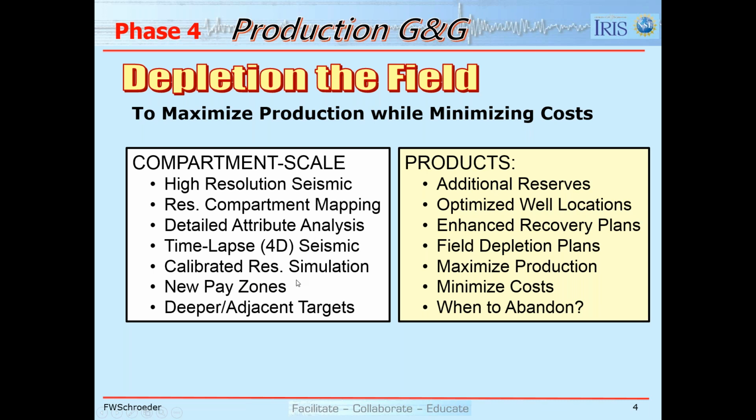We will try to build a reservoir simulation and calibrate that using our production history. We are always looking for new pay zones, portions of the reservoir that we're targeting that perhaps we haven't been able to drain. We also are looking for other opportunities, maybe deeper beneath the field, or maybe something adjacent to the field that is a very similar setting in terms of source, reservoir, trap, seal, migration. So we're looking for additional reserves.